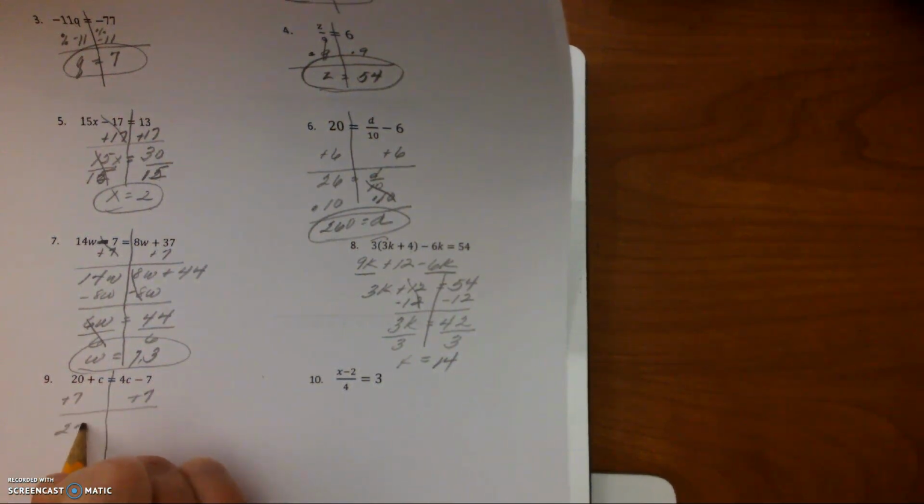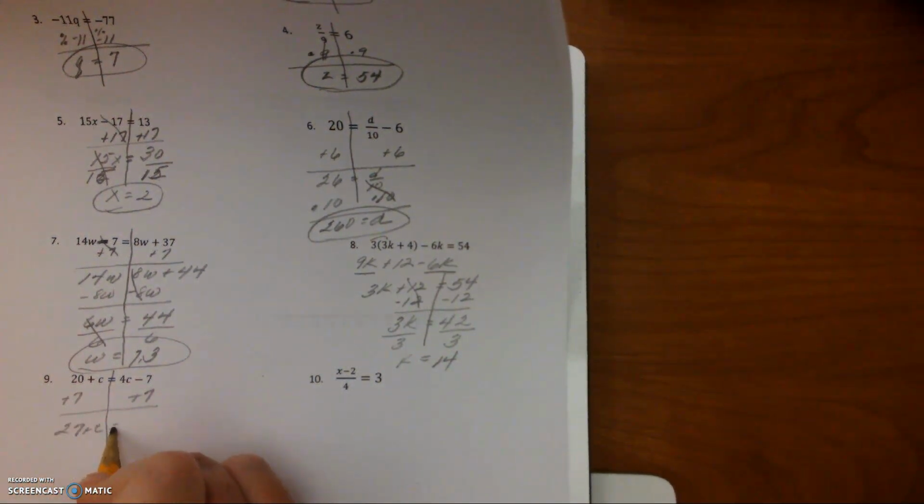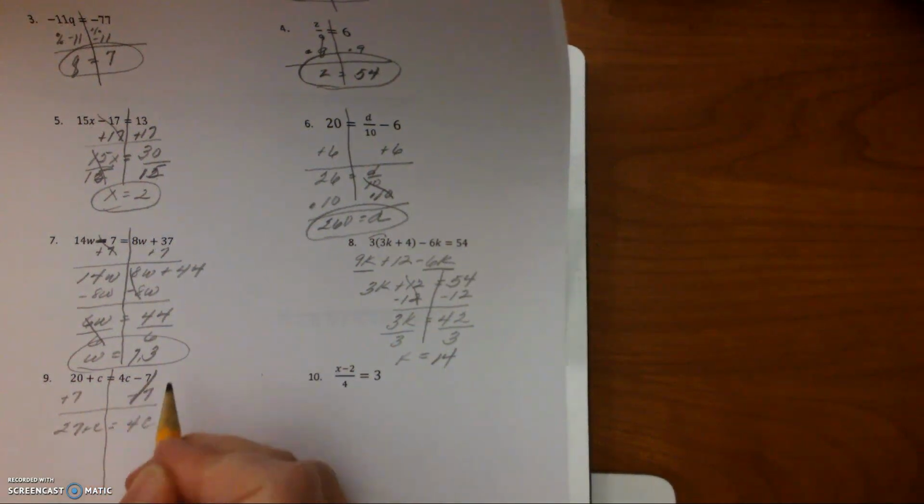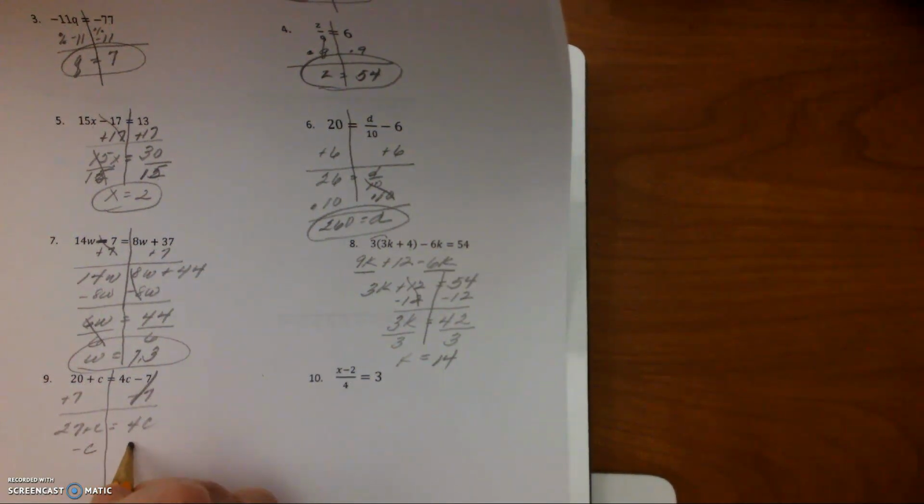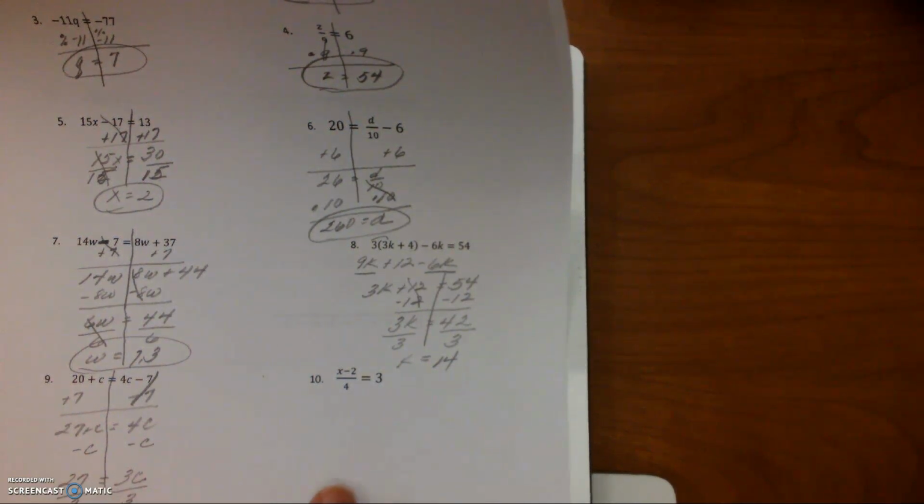So this is 27 plus c equals 4c. Then I'm going to get rid of the c on this side. So this is 27 equals 3c. Then 3 times c, inverse is division, so divide both by 3. And 27 divided by 3 equals 9. So 9 equals C, and we circle the answer.